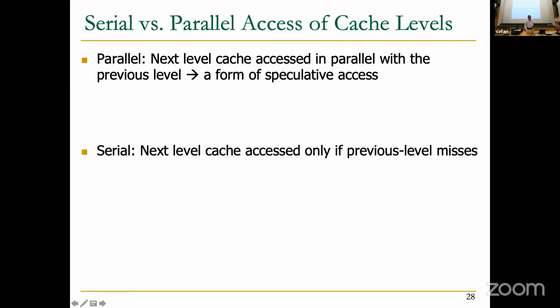Okay, another design decision is serial versus parallel access of cache levels. So parallel means that you access the next level in parallel with the previous level. So whenever you start the access of the previous level, you also start the access to the next level. This is a form of speculative access, right? It basically is useful if you miss in the previous level, of course. So this gives you faster access to data if the previous level misses. Hopefully the next level hits, but of course you can generalize it to n levels hierarchically, right?